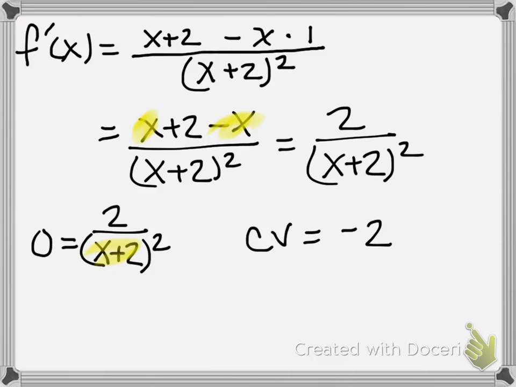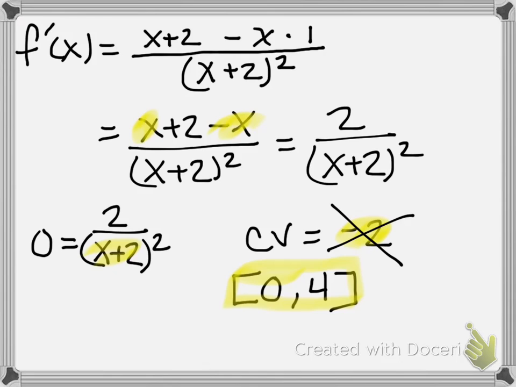So once you have the critical value, you need to compare that to the interval that we were given to make sure that it falls within it, so we know whether or not to include that in our table. And as you can see, negative 2 is not within that interval, so we can reject it. So now we just plug our endpoints of our interval, which would be 0 and 4, into our table.